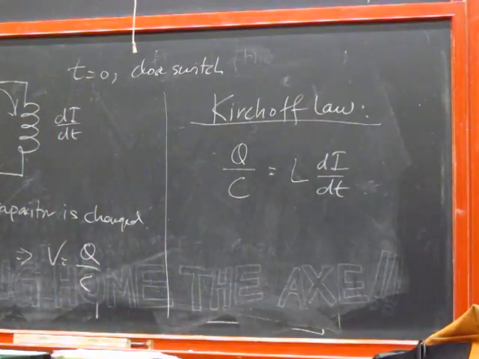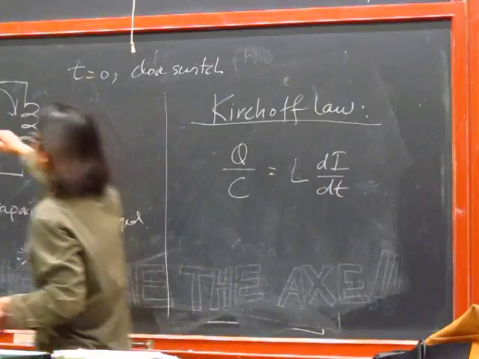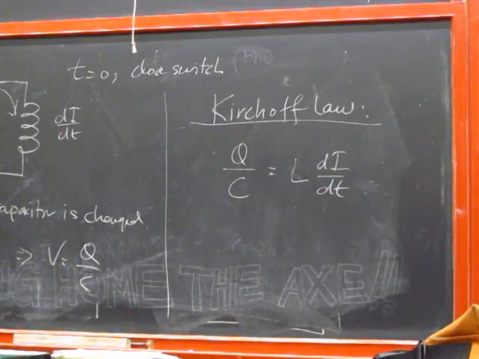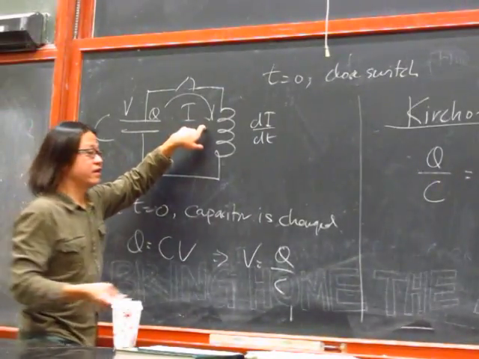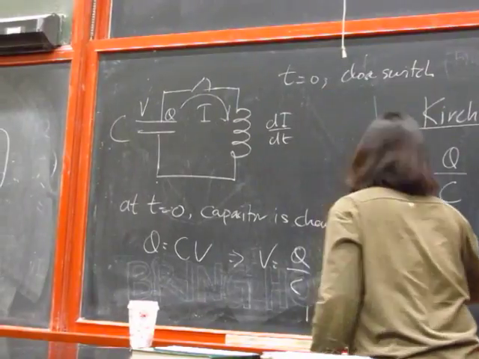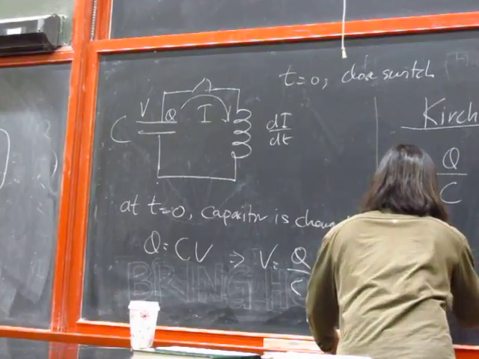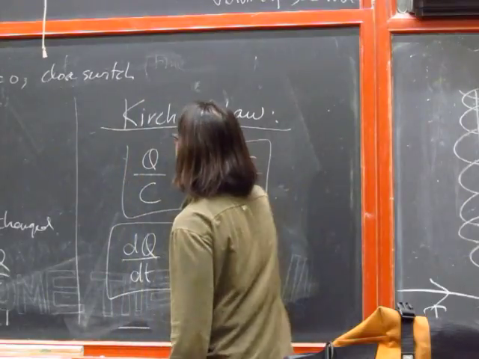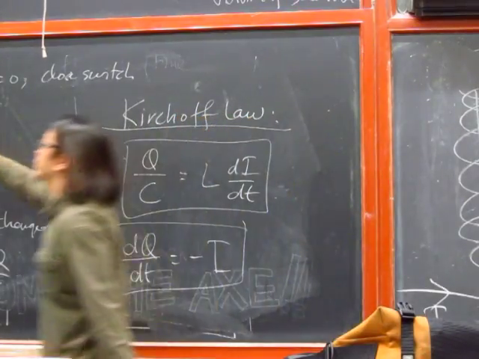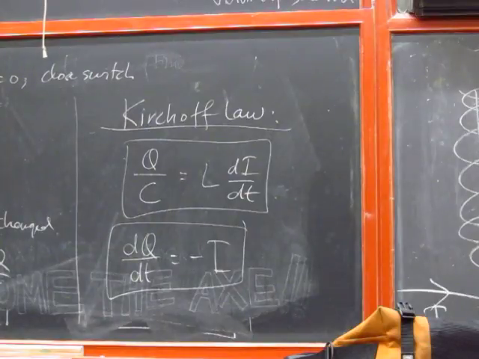But also, what is the relationship between Q and I? The rate of change of Q is equal to minus I. Because if current is increasing, then I lose my charges. dQ goes down when current goes up.